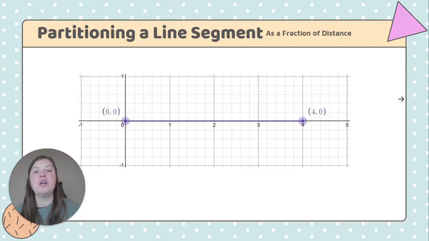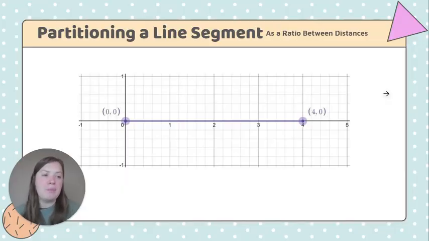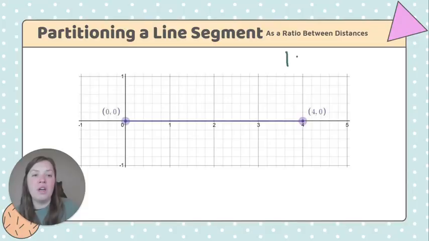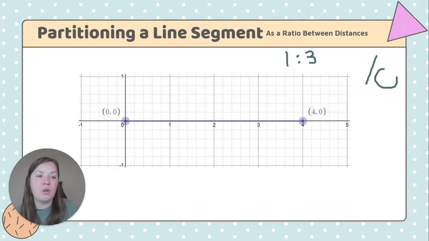Now, how would we partition a line using ratios? In this case, we have our same line segment, but the ratios are going to be represented a little bit differently. Let's say we wanted there to be a 1 to 3. Okay, 1 to 3. When we're working with fractions, the bottom number of our fraction, or our denominator, tells us how many whole parts there are.